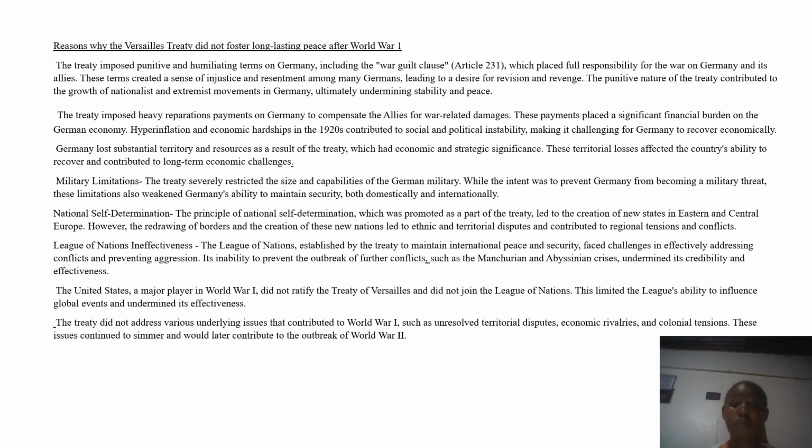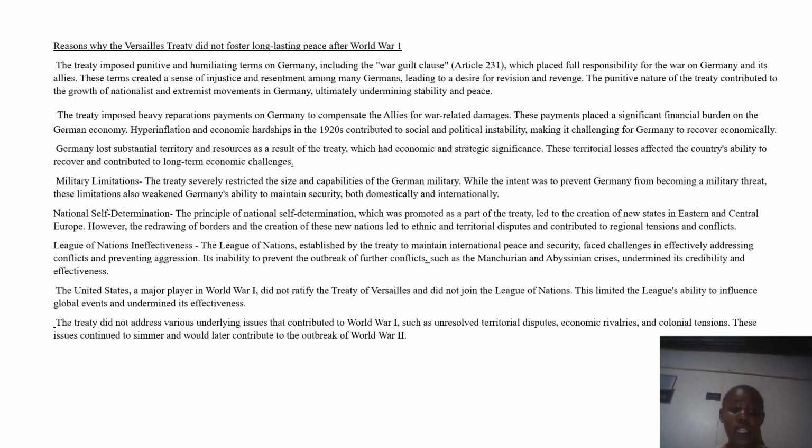instability and economic hardships. Germany lost substantial territories. Then there was also military limitation in Germany. National self-determination: the principle of self-determination, which was promoted as a part of the treaty, led to the creation of new states in Eastern and Central Europe. Then the establishment of the League of Nations, which became more supreme than the Versailles Treaty.